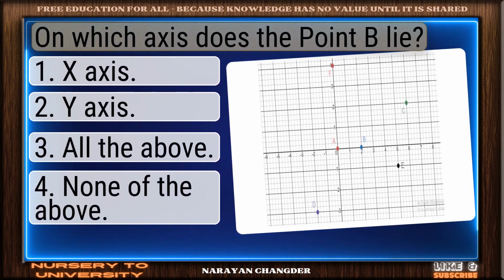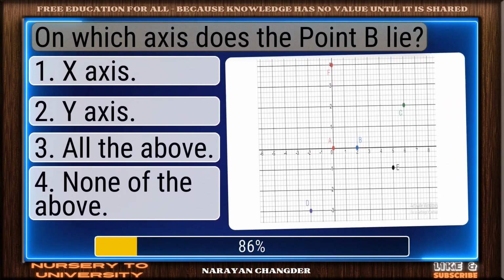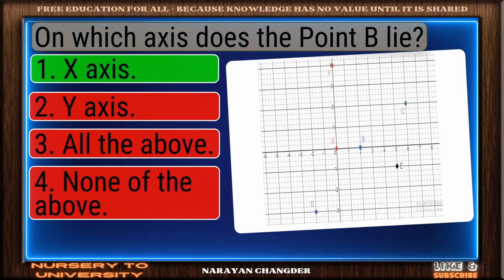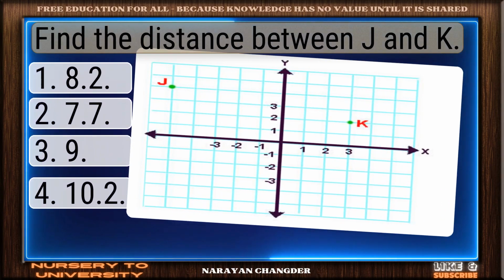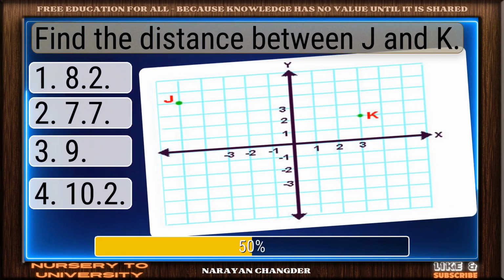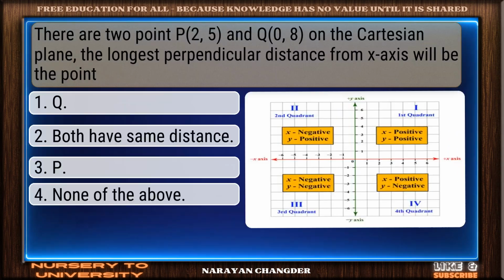Question number 24. On which axis does the point B lie? Valid point. Axis is true. Question number 25. Find the distance between J and K. Well done. 8.2 is the right choice.